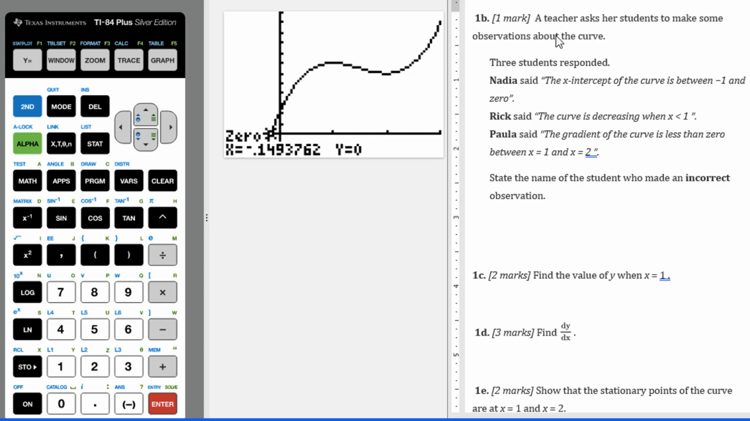Now let's go to 1b. A teacher asked her students to make some observations about the curve. 3 students responded.